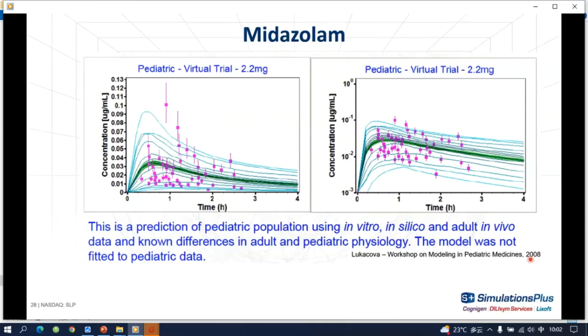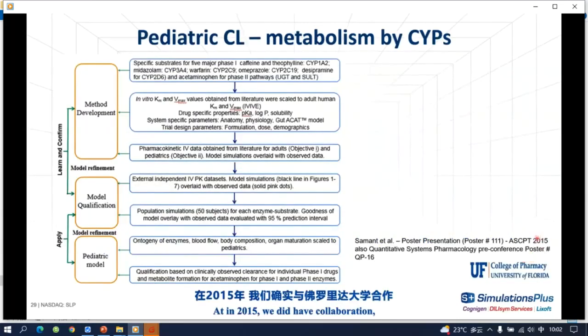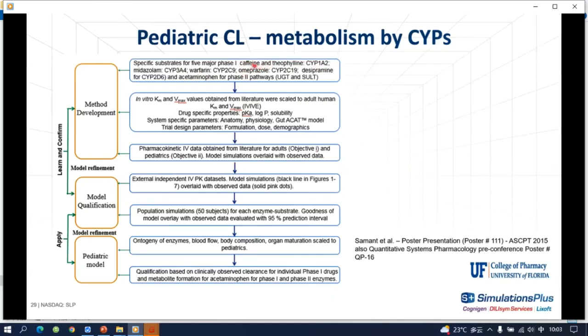But of course, we didn't stop there. In 2015, we did have collaboration with University of Florida to see if we can calibrate or if we can verify and validate the ontogenies for some of the other enzymes. Right? And again, the focus was on the CYP enzymes. And the strategy here was taking the clearances from the literature, collecting the clearances for specific substrates of different CYP enzymes, caffeine and theophylline for 1A2, of course, midazolam for 3A4, warfarin for 2C9, omeprazole for 2C19, and so on.